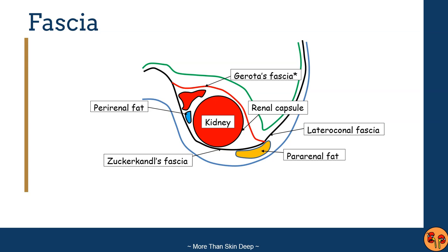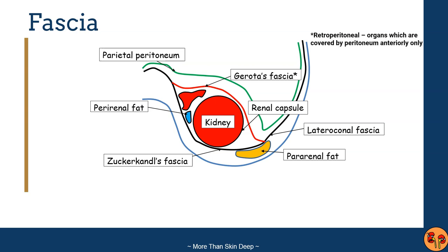Anterior to all these structures, there's the parietal peritoneum. Commonly, the kidney is referred to as a retroperitoneal structure. This means that it is an organ which is covered anteriorly by the peritoneum only. The most posterior layer of fascia is known as the transversalis fascia.